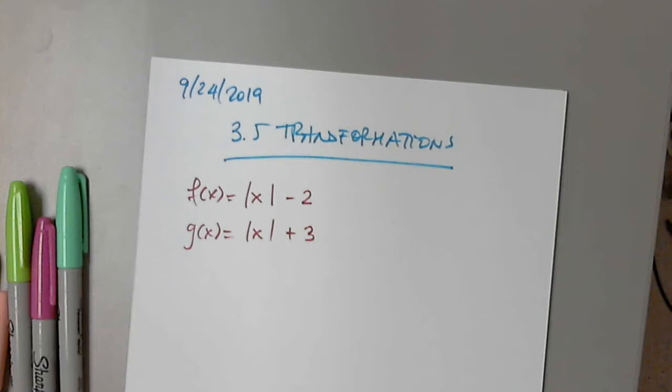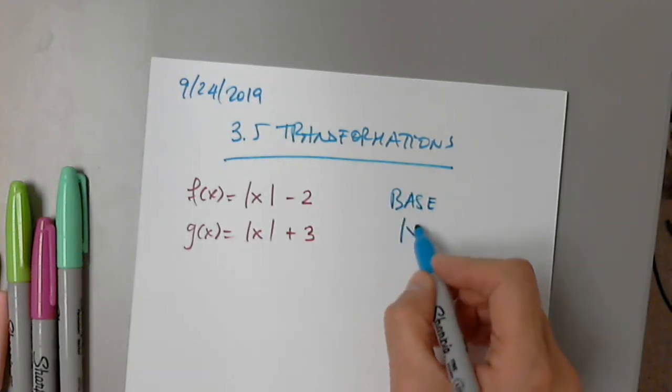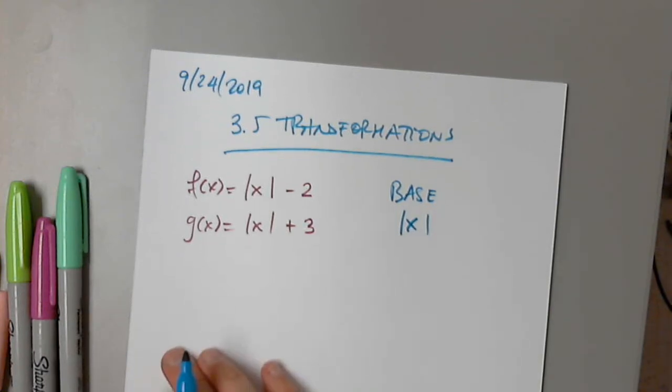Okay. So now the question is, which function did I use to create f and g? There is a basic, simple function that I used to create f and g. The absolute value of x. Very good. So the base function is the absolute value of x, indeed.